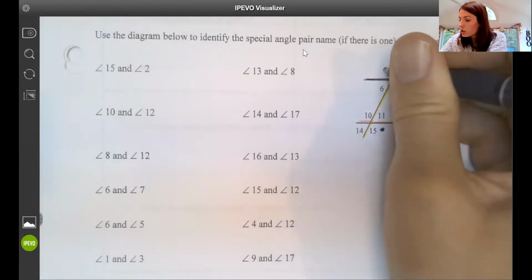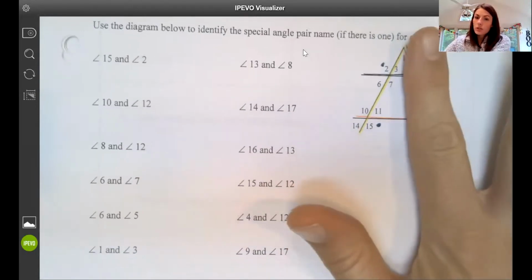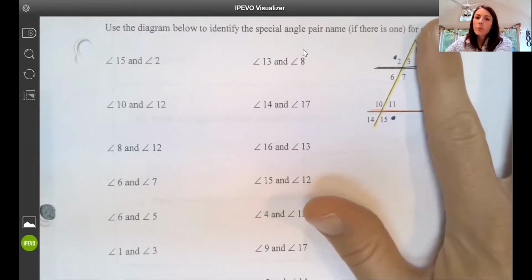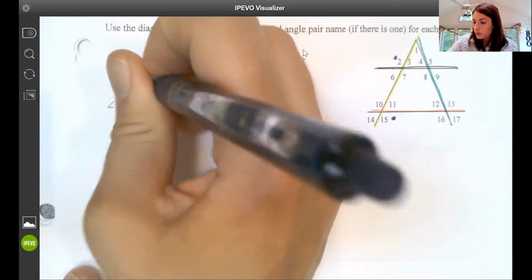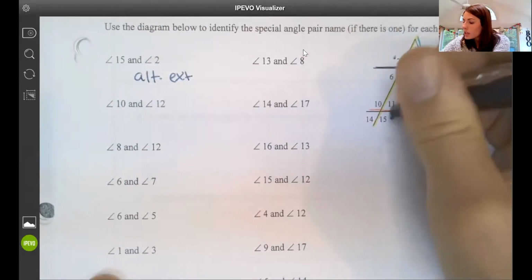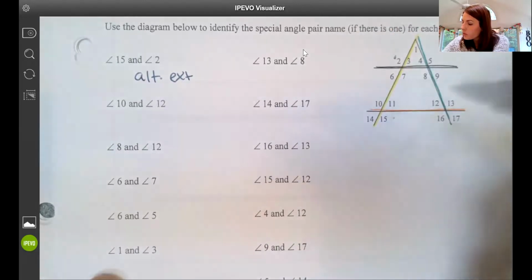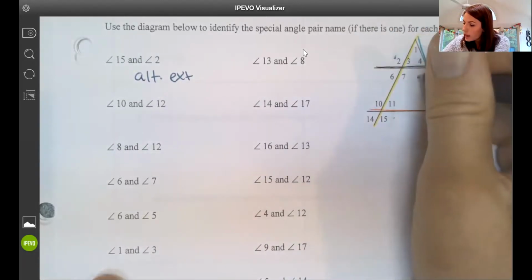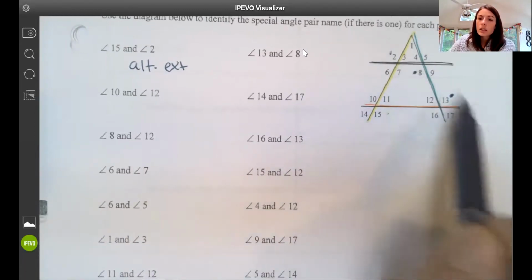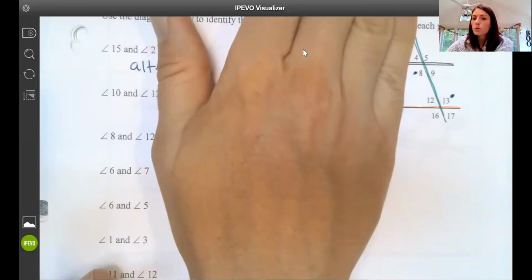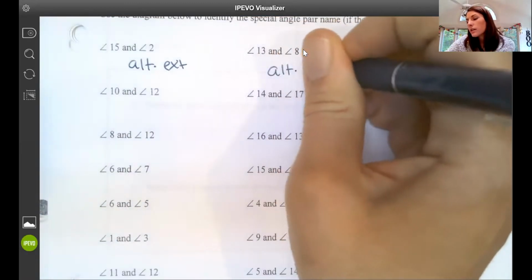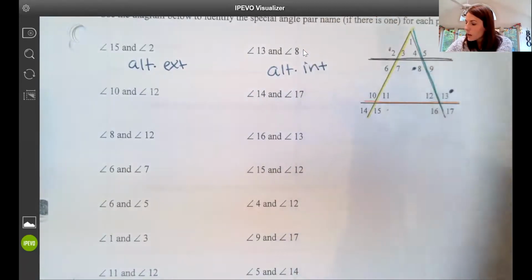15 and 2, I would say, are around this yellow transversal. What's their relationship? Good. Alternate exterior, I see in the chat box. So 15 and 2 are absolutely alternate exterior angles. 13 and 8. So 13 and 8, what is their relationship? Yeah, good. Alternate interior. So they're around this blue transversal. They're on alternate sides, interior. Alternate interior.